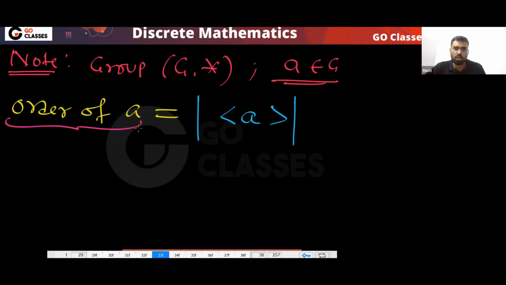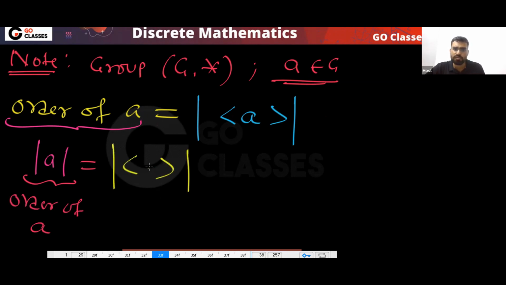This order of A, we also write like this. This symbol means the order of A, the order of the element A. It means the size of the subgroup generated by A. How many elements can this A generate? That is the order of A. Some people also write it differently, but all these notations are the same.